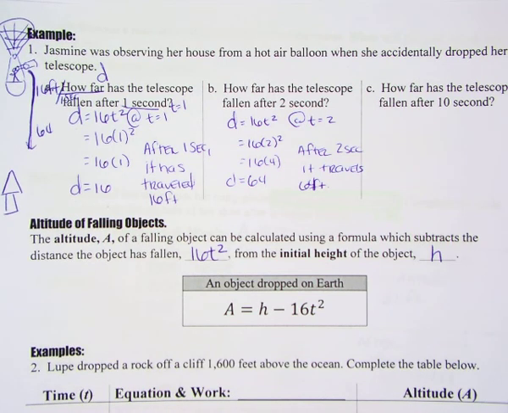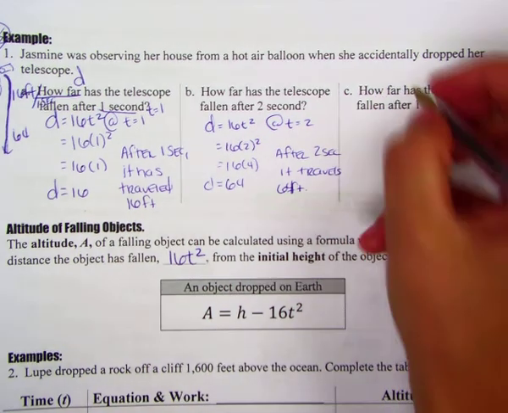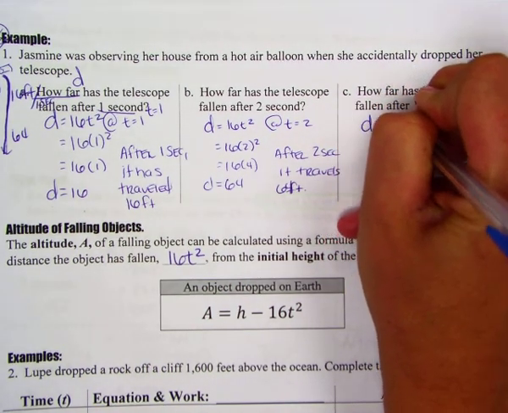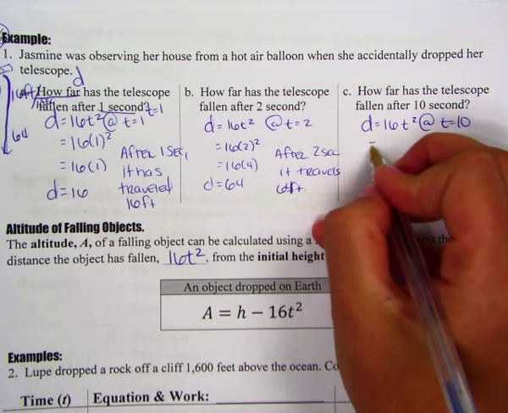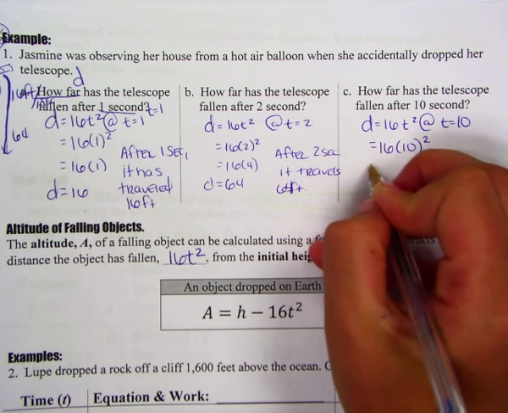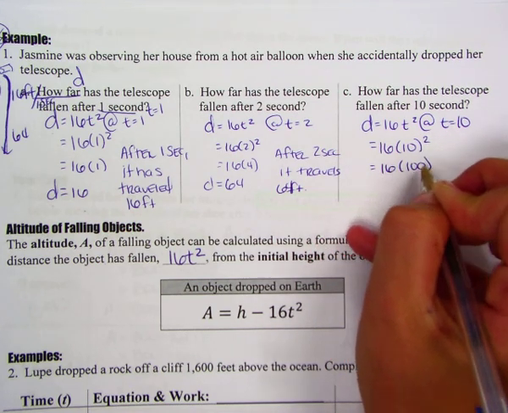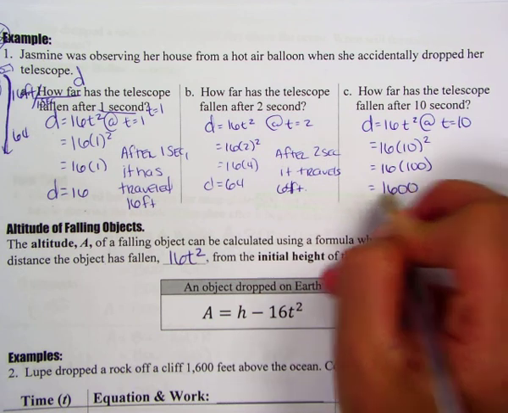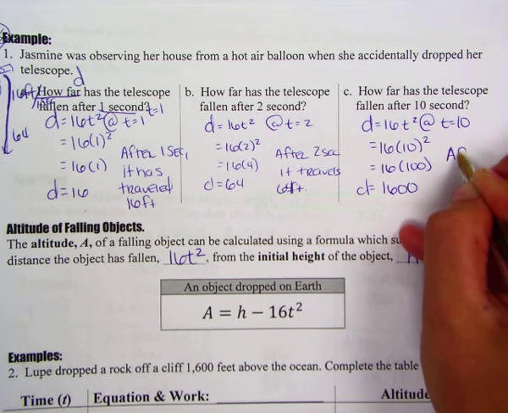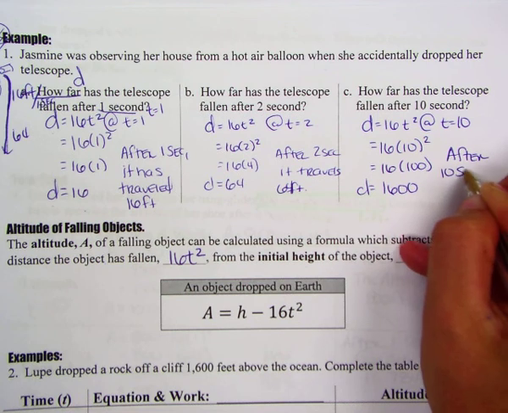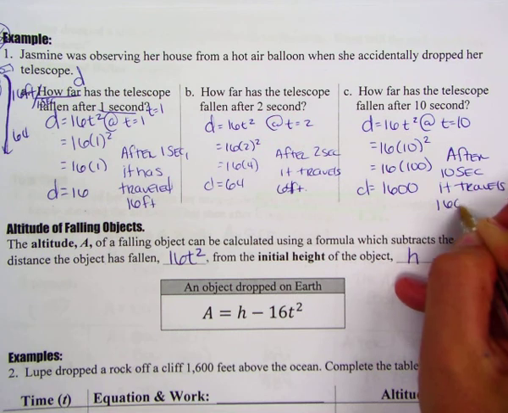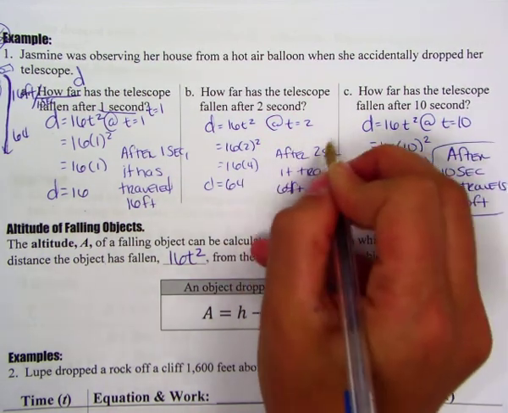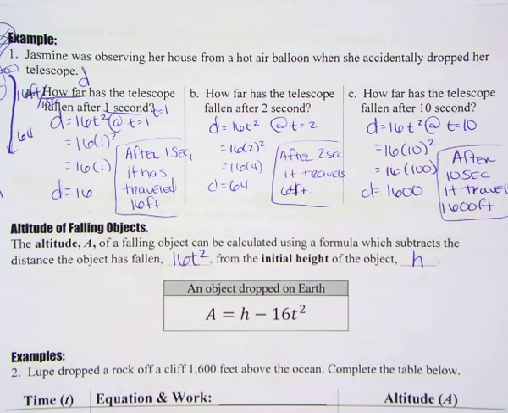Last one. How far has the telescope fallen after 10 seconds? Same thing, except now we're substituting in t equals 10. So 16 times 10 squared. 10 squared is 100, and 16 times 100 is 1,600. So after 10 seconds, it travels 1,600 feet. So that's about distance.